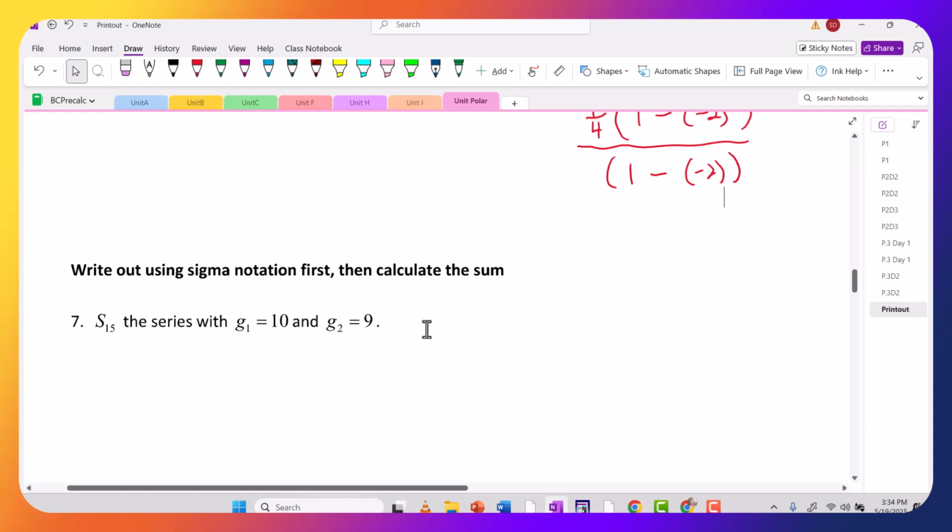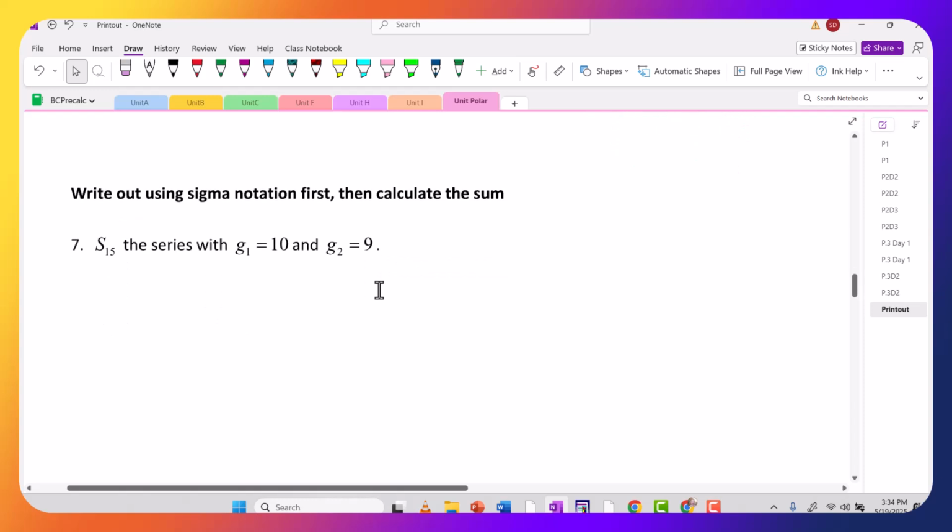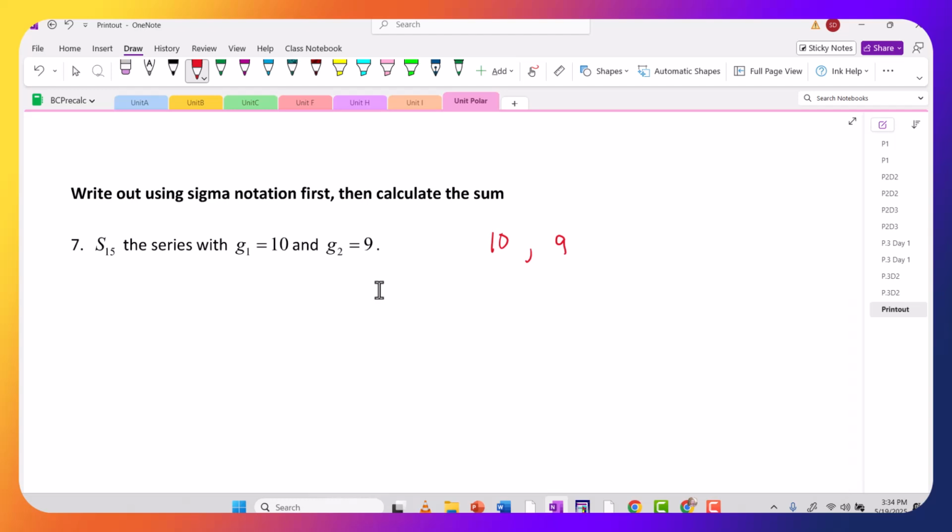And then this is interesting. Write sigma first, calculate the sum. Write out sigma notation, and then calculate the sum. All right, this is said to be geometric, so I guess this is weird. So G sub 1 is 10, G sub 2 is 9. How do you get from here to here? You divide backwards. So R is simply 9/10, and A sub 1 is 10.